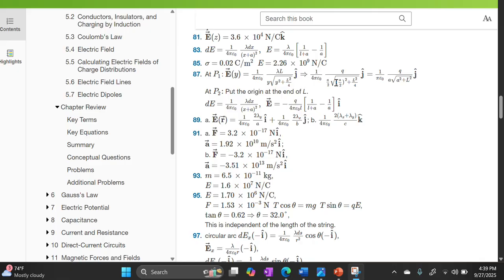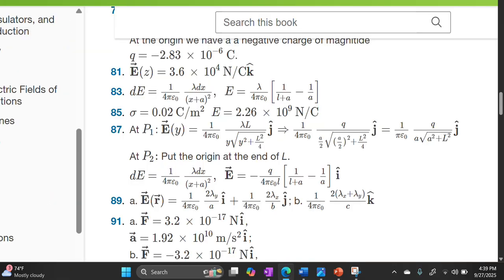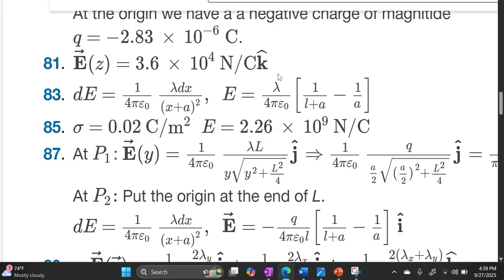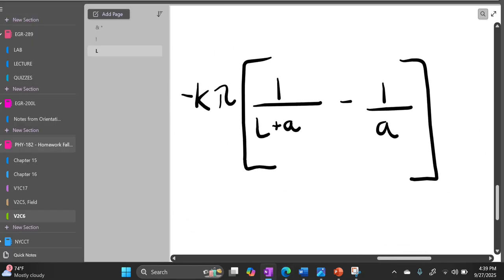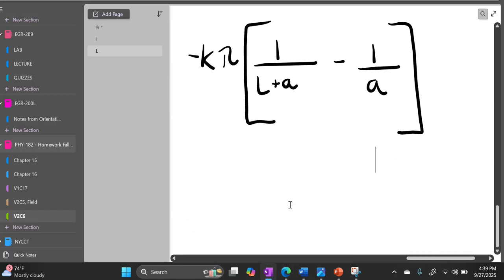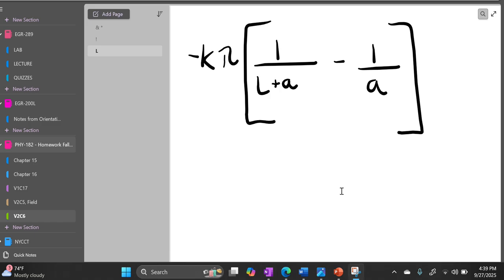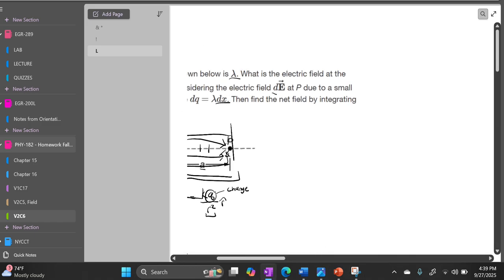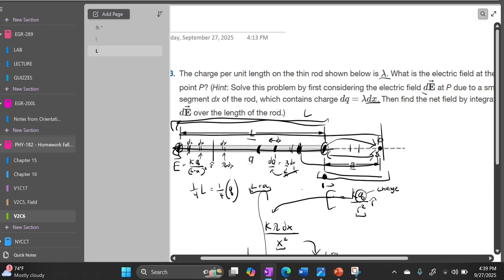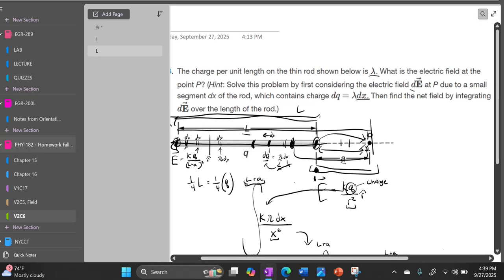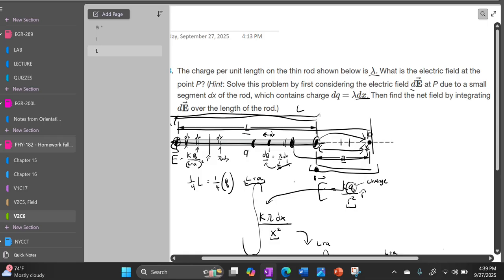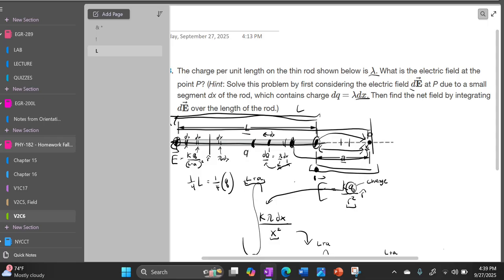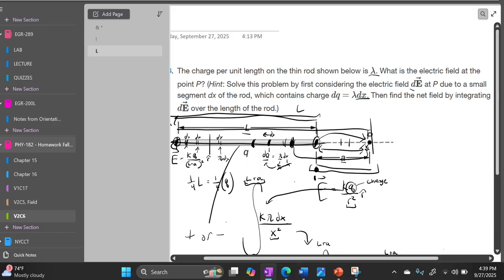Now, looking at the book, we can see that seems pretty consistent with the answer. We have k, which is 1 over 4 pi epsilon naught, times lambda times that expression, which we appear to have right here. So that's the conclusion. Now, the only other hang up here is the sign. What is the sign going to be due to the charged line? Well, we don't know. We are given a charge per unit length, but we're not told if this is positive or negative. So really, it just depends.